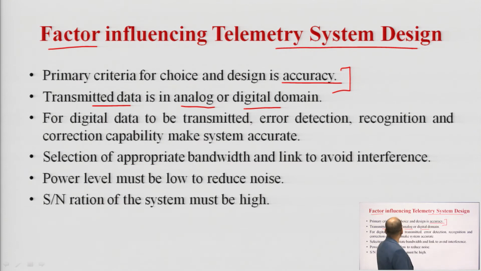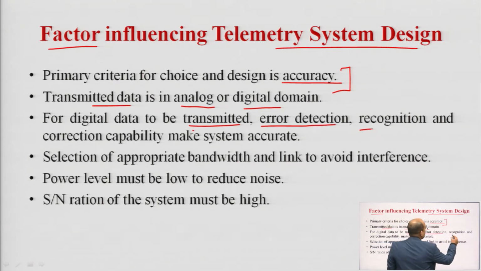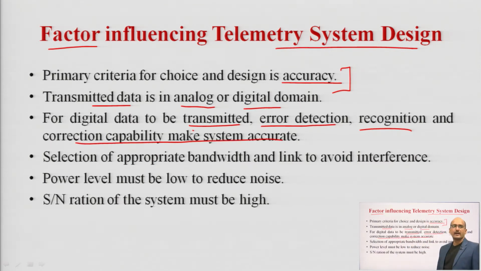Similarly, for digital data to be transmitted, if you are going to use a particular digital telemetry design system, then you have to use certain capabilities, that is, error detection, recognition, and correction, and all these make the system more accurate, because this point is related to the digital telemetry system only. In the digital telemetry system, error detection, recognition, and correction capabilities are required to make the system more accurate, more confident.